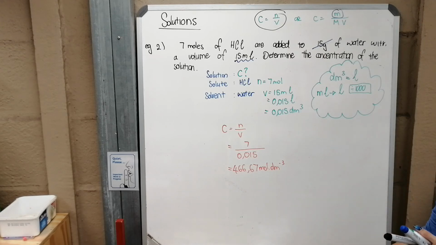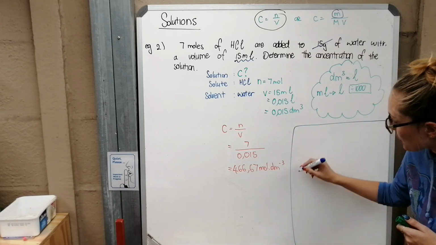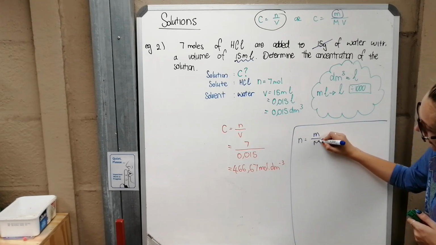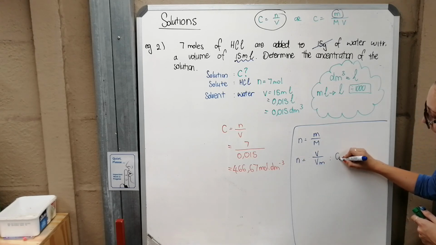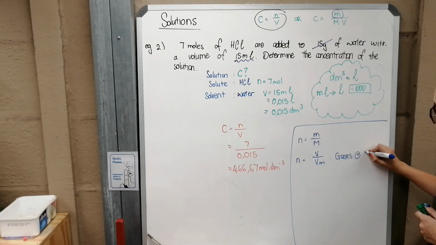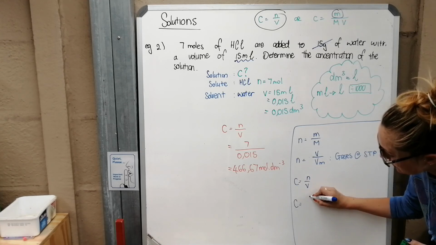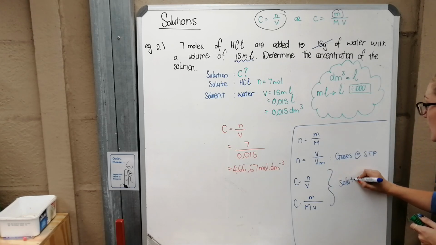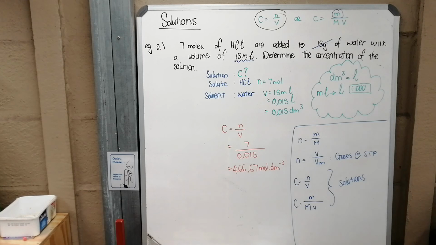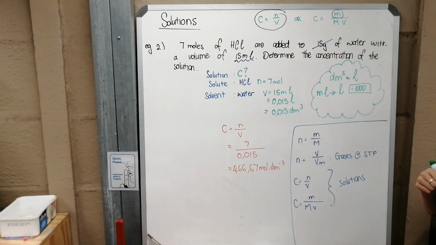I do want to draw your attention, just sort of off topic, to all the formulae we've seen so far. We've seen n equals m over M, we've seen n equals V over Vm. Remember, this is for gases at STP. We've seen c equals n over V, and we've seen c equals m over MV, and these two are for solutions. Okay, so for all of these, I want you to have a little think to yourself, what is the relationship between moles and mass, and between moles and molar mass? So I'll get you started with the first one.